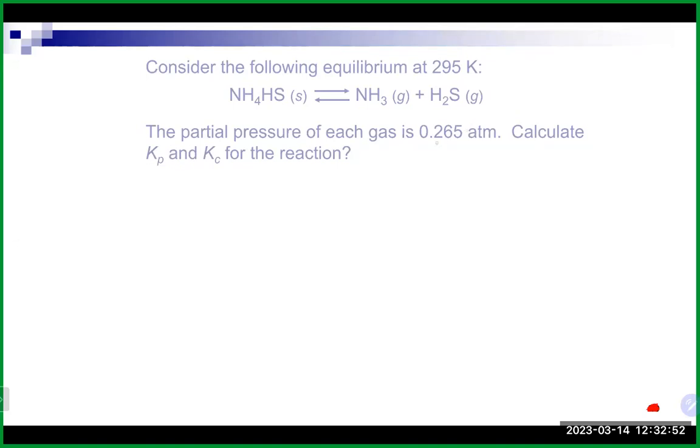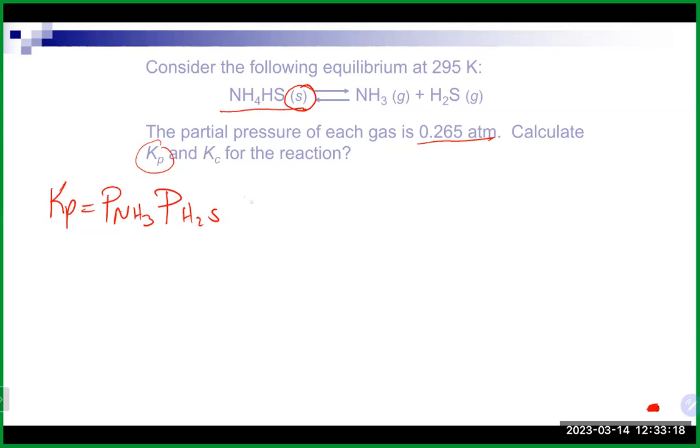We are given the partial pressures, so it would obviously make sense to start with the Kp since we do have the pressures. So we're going to write our Kp expression here, and our Kp expression will be the partial pressure of NH3 times the partial pressure of H2S. And am I going to include this guy? I am not. Again, it's a solid, so it does not go in there.